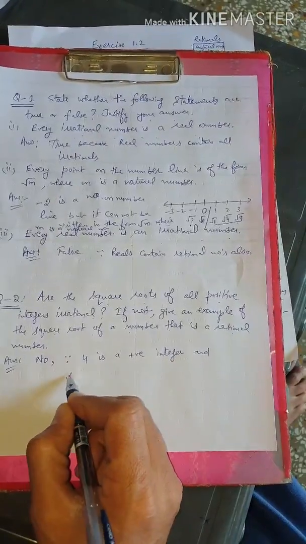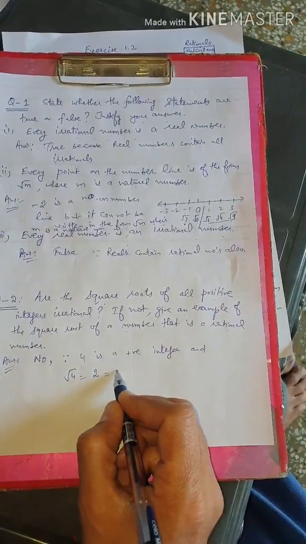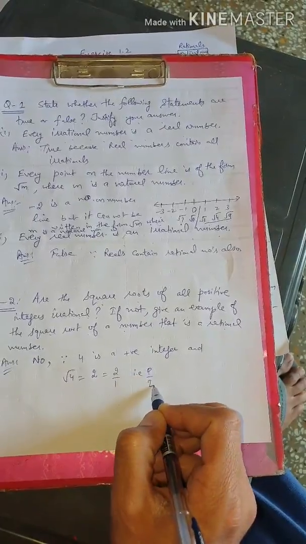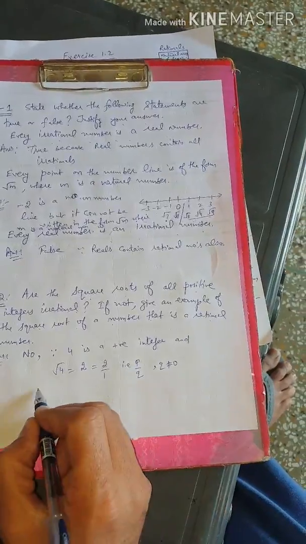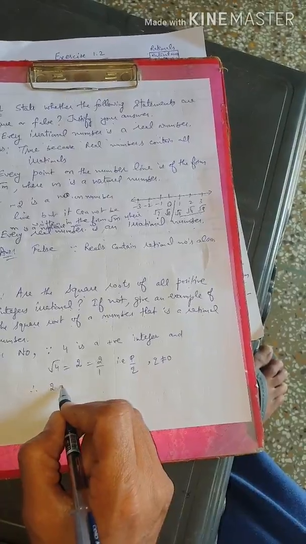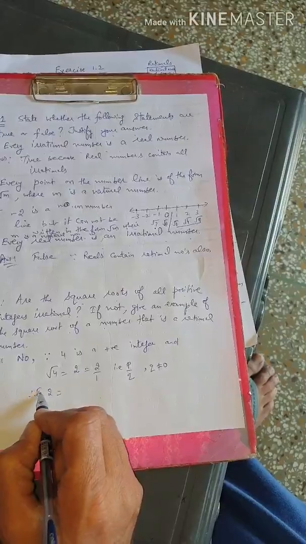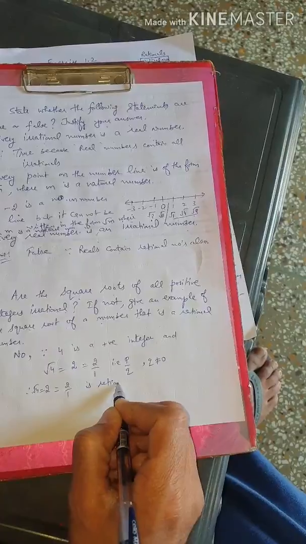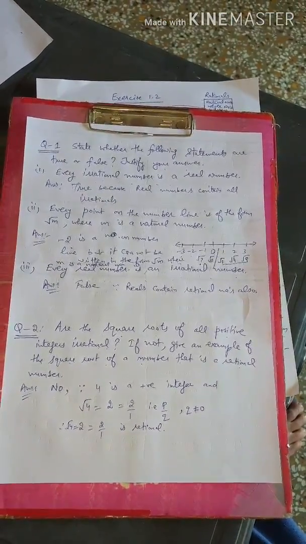And what about square root of 4, which gives 2? And you can mark 2 as 2 upon 1. That is which form? P upon Q, Q not equal to 0. So therefore this 2, which is actually square root of 4, we can say square root of 4, that is 2 or 2 over 1, is rational. This is our counter example which helps us to give the answer of this part.